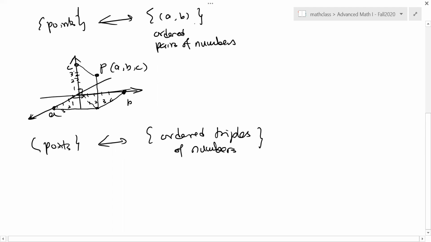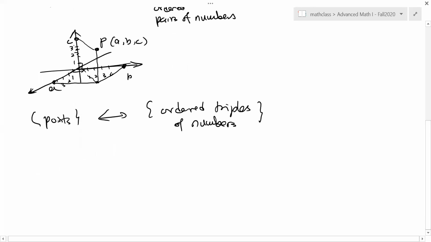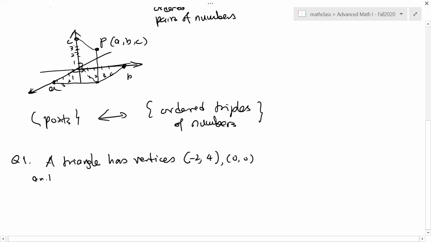Now let's try to solve some problems. The first problem I want to discuss is a triangle that has vertices with coordinates (-2, 4), (0, 0), and (4, 2). We want to find the area. What is the area of the triangle?